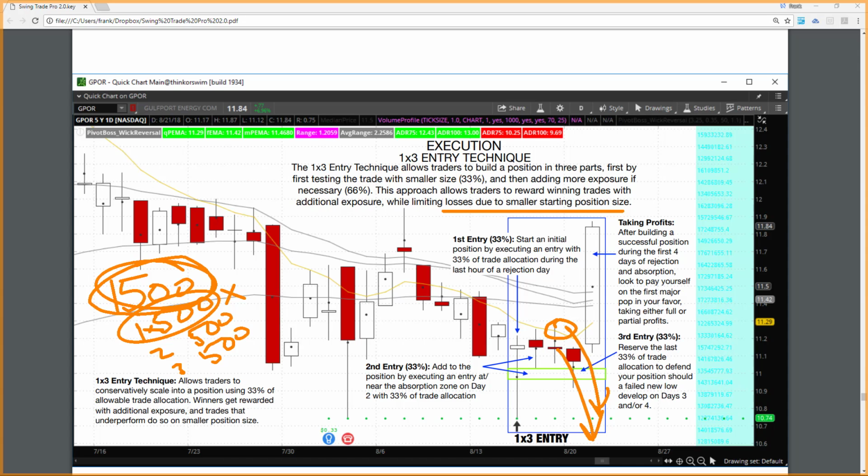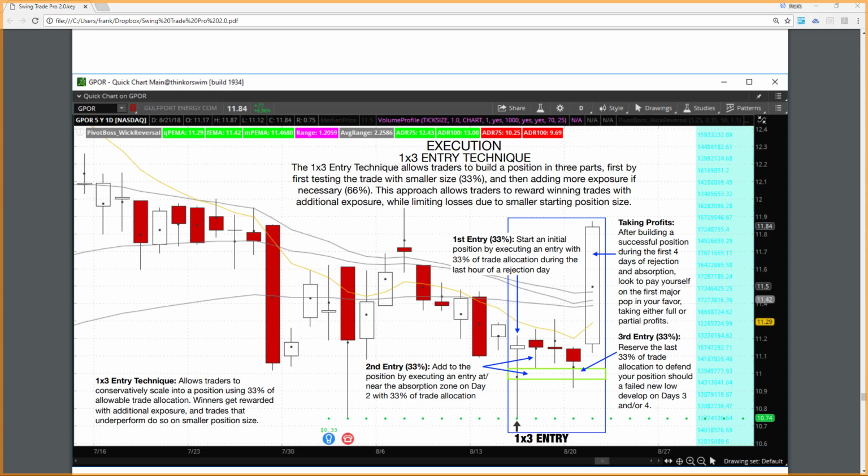Again, there are times where I'll go in 100% entry, but I have to be very, very confident, and it has to be a high probability opportunity. If not, then I will scale in some form. So let's take a look at this example.